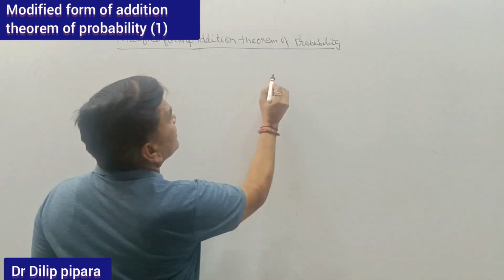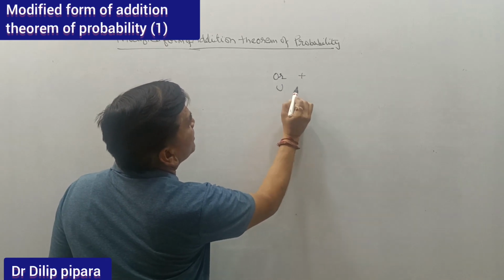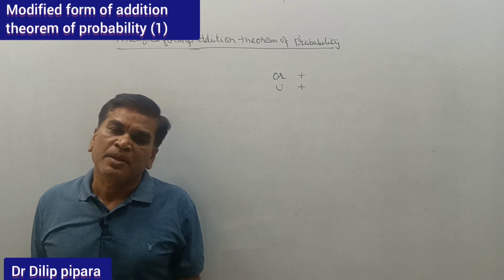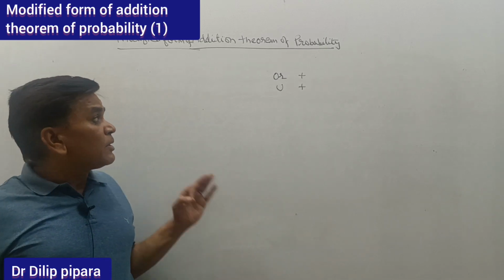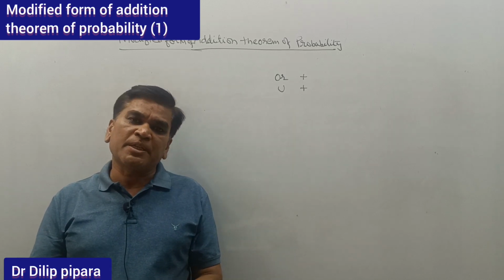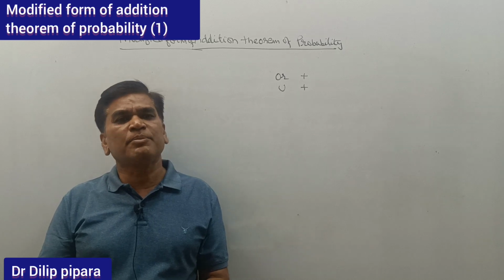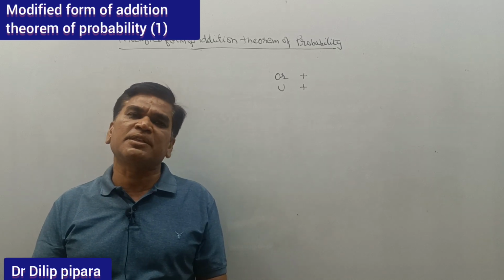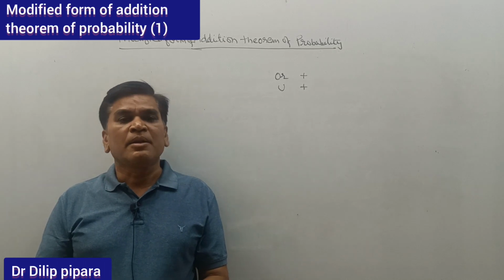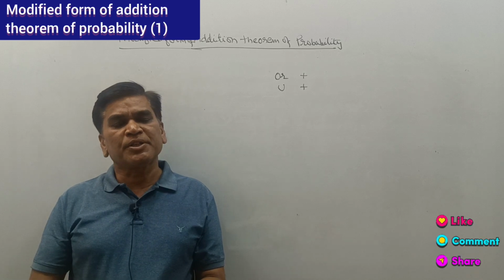Already we have discussed that whenever you get or, you should use plus, or whenever you get union, there also you should use plus. So the probability of A or B or C will be probability of A plus probability of B plus probability of C. Similarly, for probability of A union B union C, the formula is probability of A plus probability of B plus probability of C.